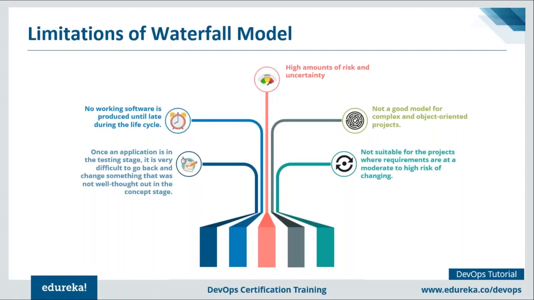So what I mean by that, suppose your client has given you a requirement for a web application today. Now, you have taken your own sweet time and you are in a condition to release the application, say, after 1 year. Now, after 1 year, the market has changed. The client does not want a web application. He's looking for a mobile application now. So this type of model is not suitable where requirements are at a moderate to high risk of changing.